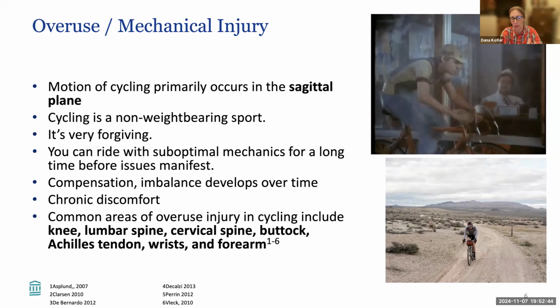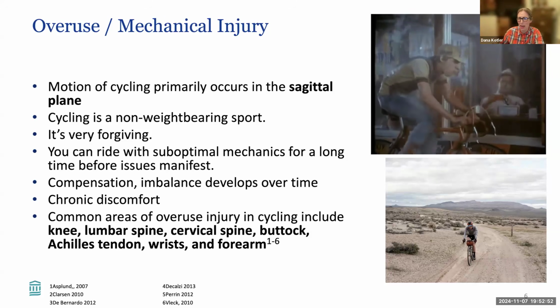And so by the time we start to see these issues in clinic, they've often been there for some time. People say, well, it just sort of started, but then I changed my saddle back or I changed my shoes back and it didn't go away, because probably this has been brewing over time. So some of the more common areas, a lot of lower body issues, but also the neck, depending on the position, the wrists, the forearms, etc.